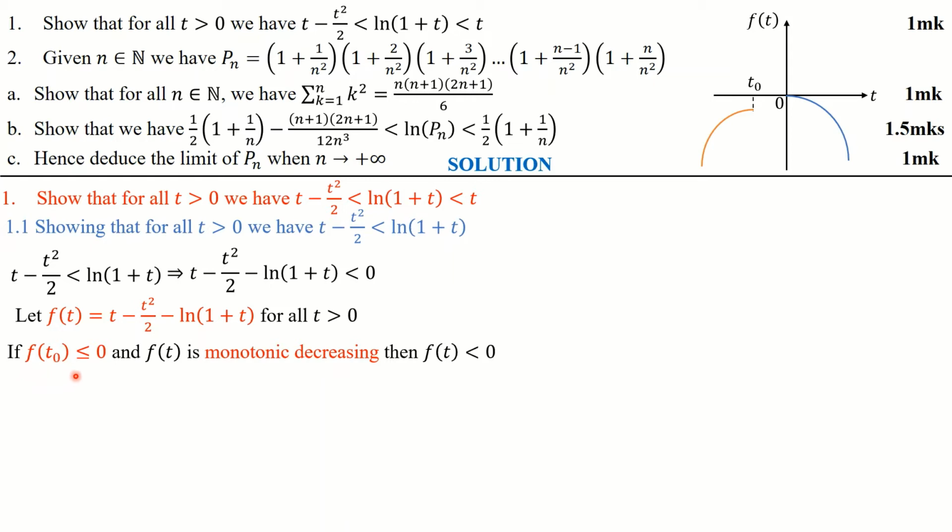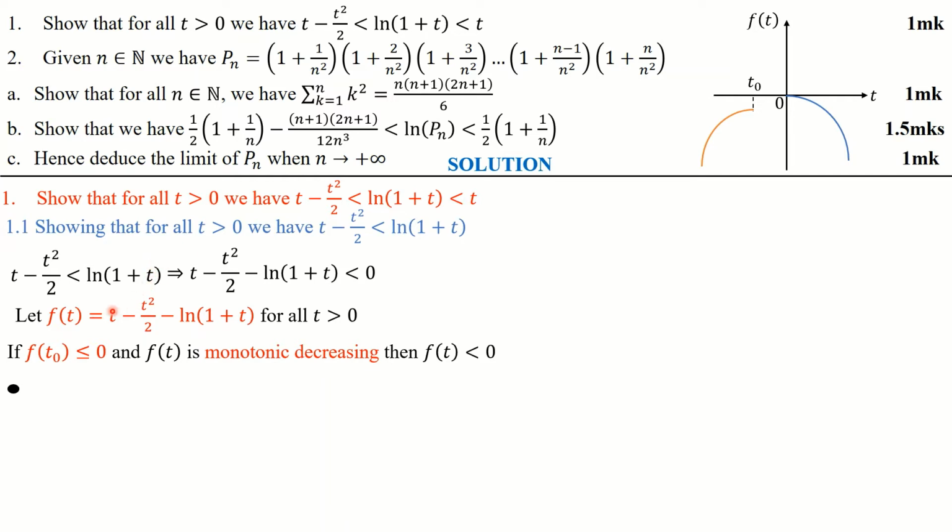If f of t0 is less than or equal to 0 and the function f of t is monotonic decreasing, then the function f of t is always less than 0, and here is the illustration. So that is all we need to verify. We need to just verify these two conditions in red, and then we conclude that f of t is less than 0. Let's begin.